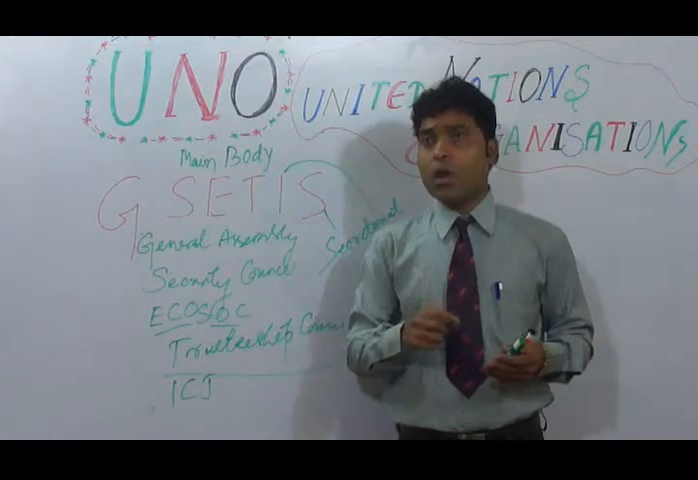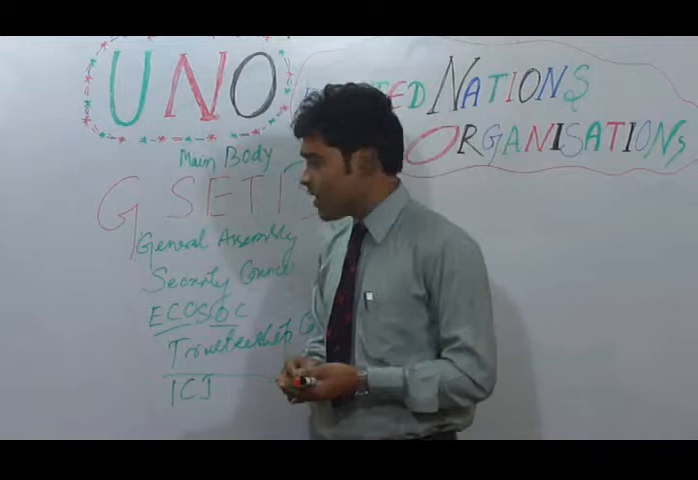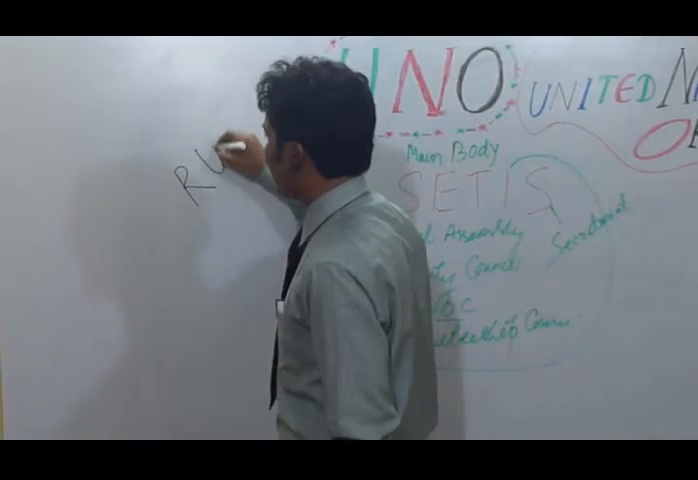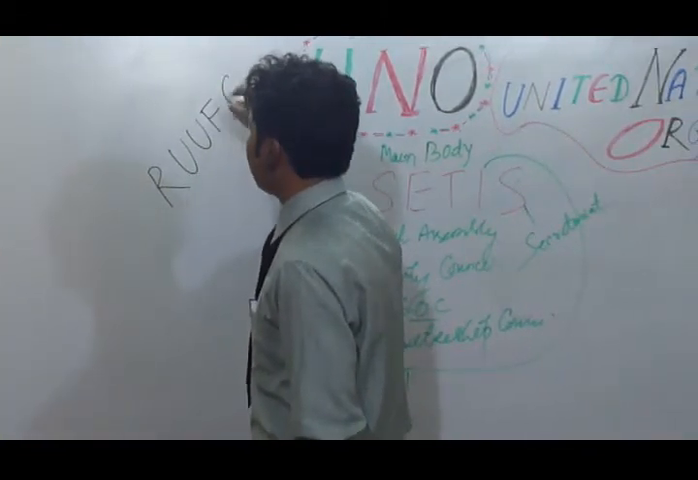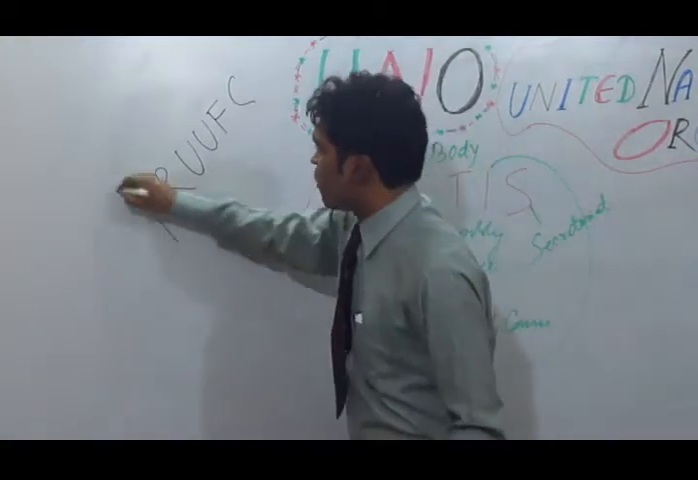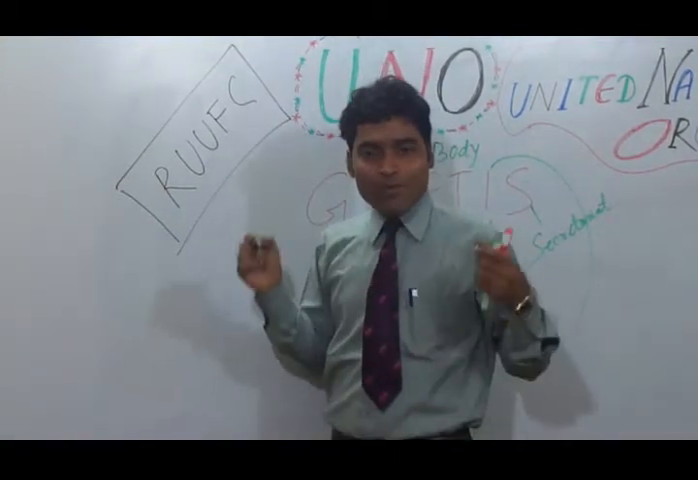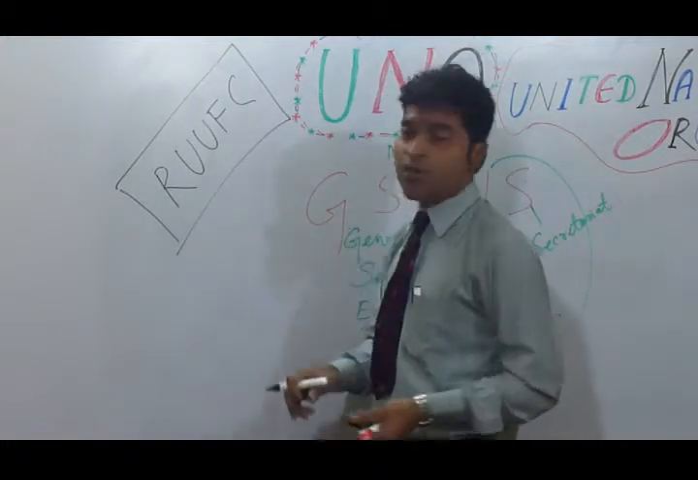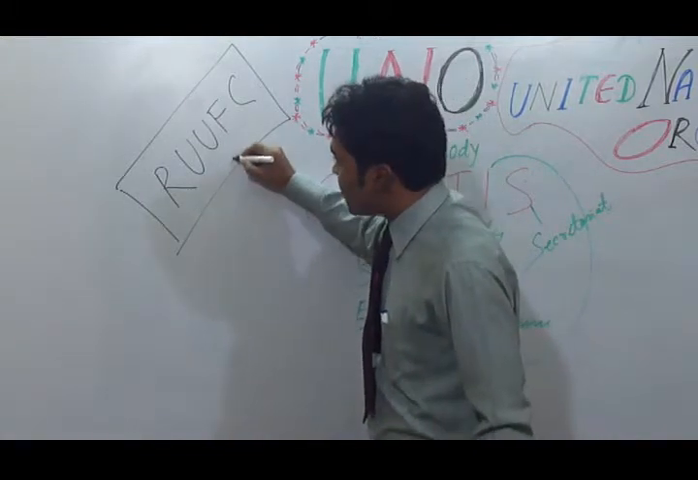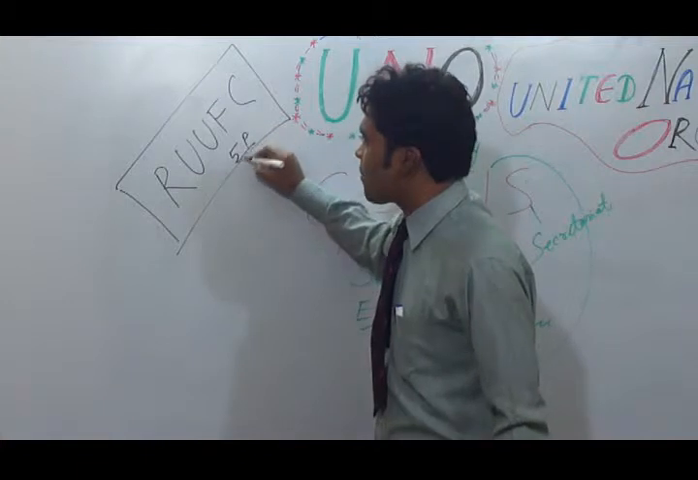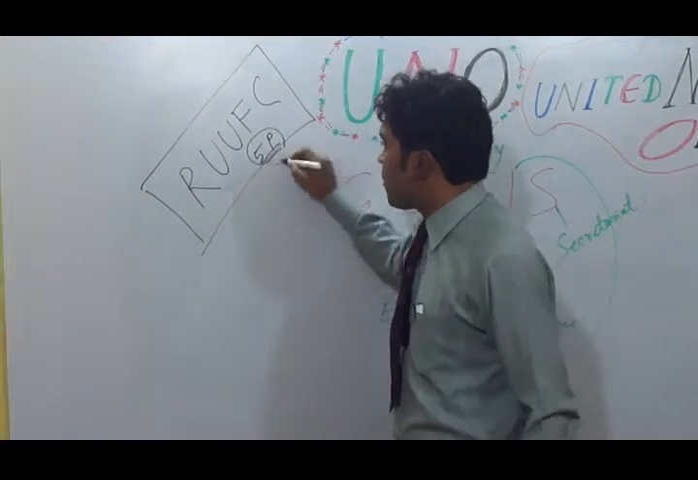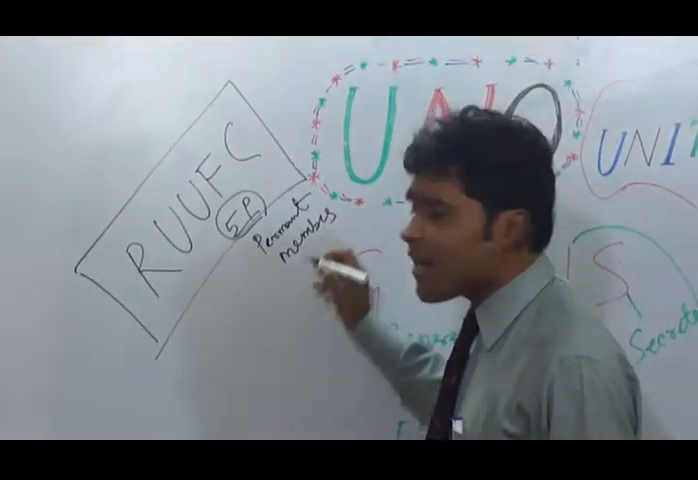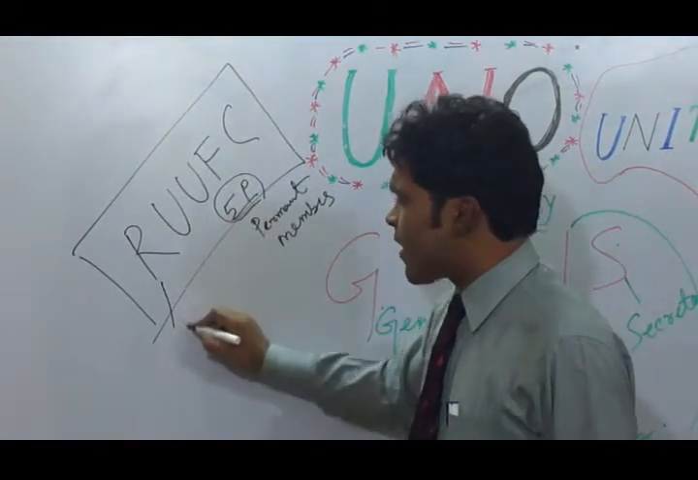Actually, I have developed one technique for that. Let me write those things. That is your RUFC, RUFC. You know, every building has a roof. But I am talking about this ROOF. What is this roof actually? It is your member states. 5P, we call this 5P as 5 permanent members of the United Nations Organization. What are those RUFC actually? R is Russia.